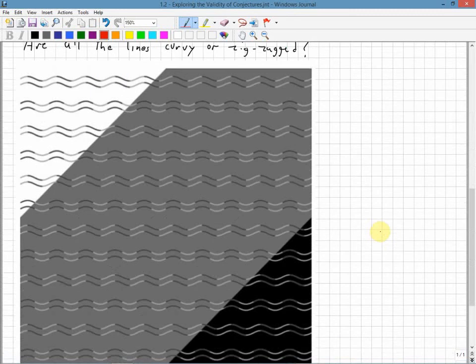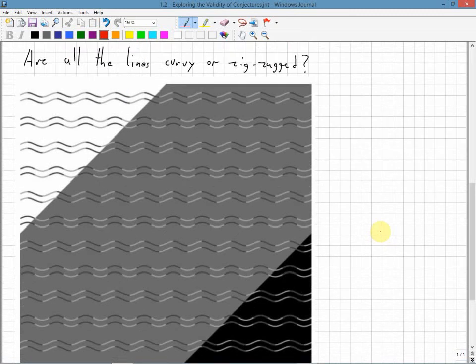We could look at this picture and we could say, you know what? Some of these lines are curved and some of them are zigzagged. But in fact, they're all curved. None of them are zigzagged. The only problem comes into play when you change the color. It's actually an optical illusion.